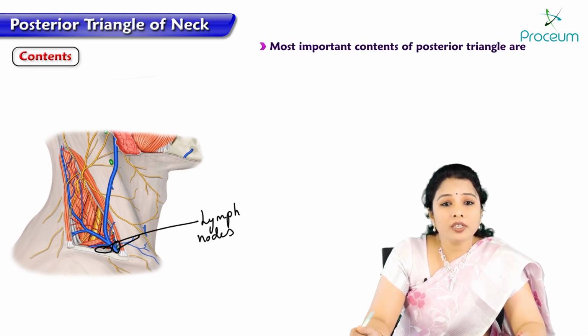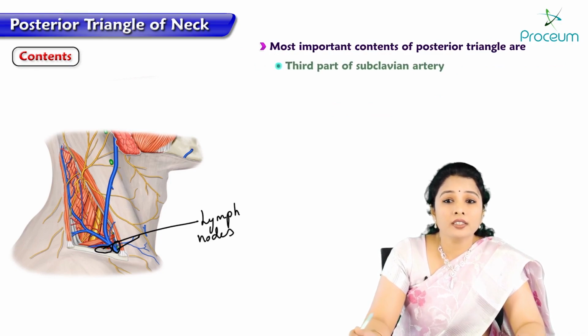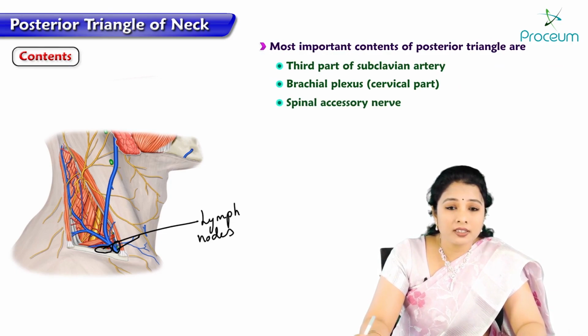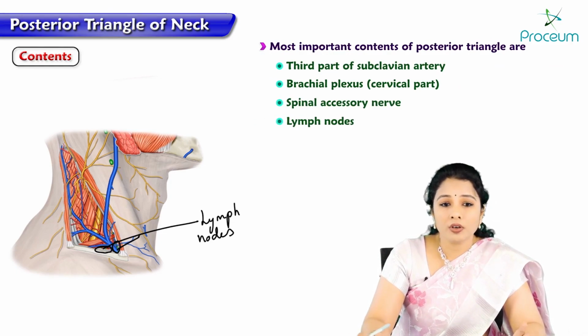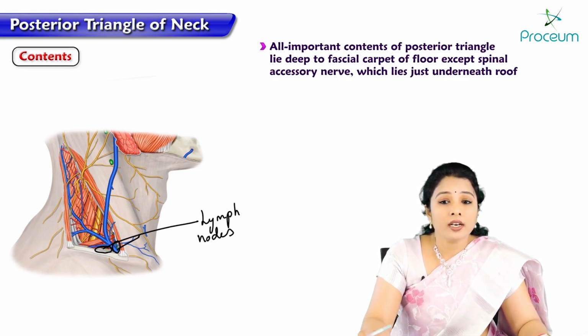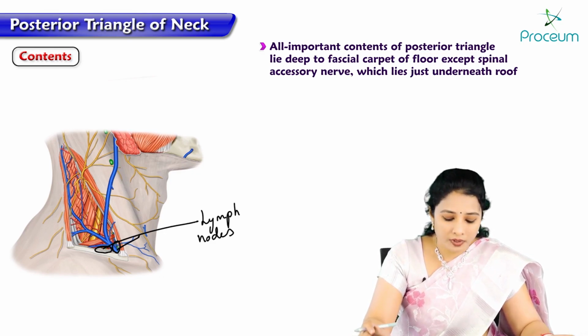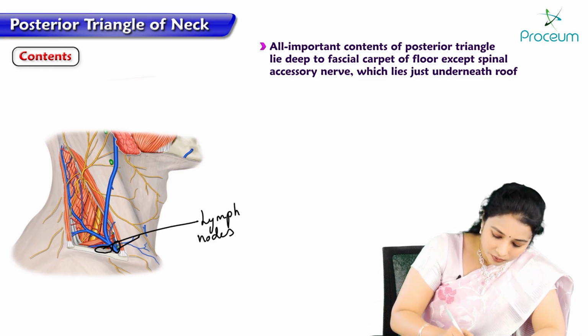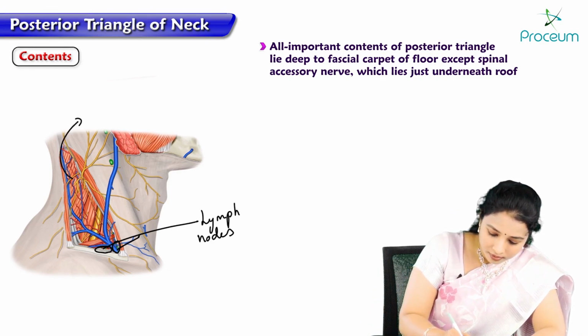So the most important contents of posterior triangle are third part of subclavian artery, brachial plexus, spinal accessory nerve and lymph nodes on the whole. And all the important contents of posterior triangle lie deep to the fascial carpet of the floor except the spinal accessory nerve. Spinal accessory nerve lies just underneath the roof. So the spinal accessory nerve is appreciated just underneath the roof.